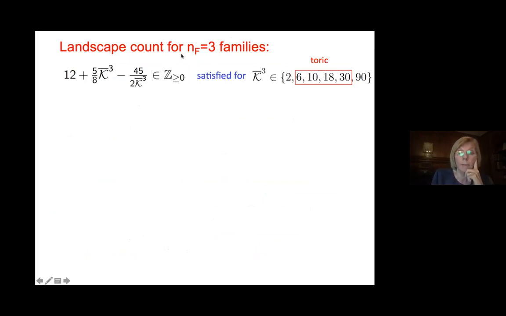Now, for the number of three families, the D3 tadpole condition, namely this combination of triple intersections, has to be a positive integer number, and can be satisfied for a finite number of triple intersections. It turns out that among them, four are in the toric class. So that allows us now to really analyze all the triangulations for all these toric polytopes.